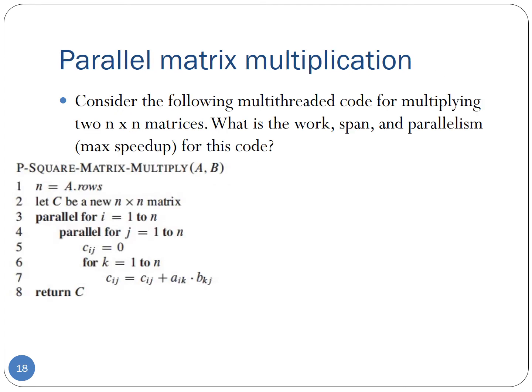The next question over here is about parallel algorithms. So we are given this code over here for multiplying two square matrices, and this is multi-threaded code. As you can see, there are these parallel keywords, and the question is asking us to compute the work, the span, and the parallelism or the max speedup for this code, right?